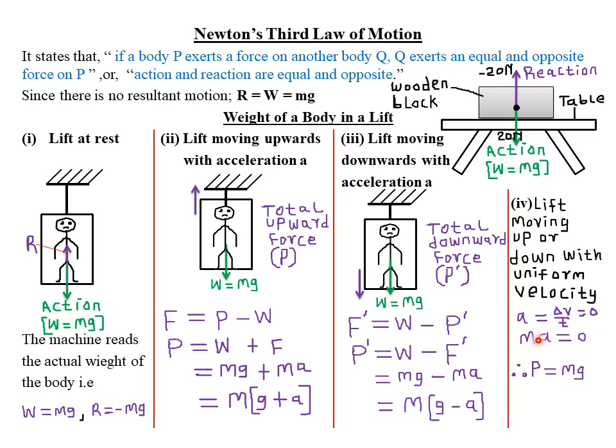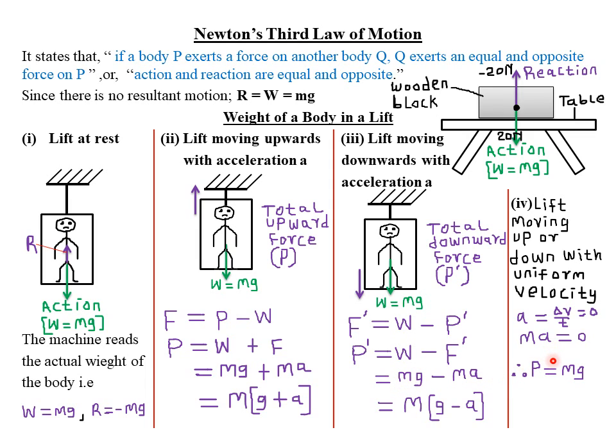And if the acceleration is 0, it means the resultant upward or resultant downward force is going to be 0, because remember, F was equal to ma. So if acceleration is 0, the whole of this term becomes 0. Therefore, the force acting on a lift moving up or down with uniform velocity shall be P is equal to mg. The force acting will just be equal to the weight of the body in that particular lift. In this case, the weight of the person is the reading of the machine. So the reading of the machine P shall be given by mg, because acceleration in this case is 0. Therefore, the formula remains P is equal to mg.